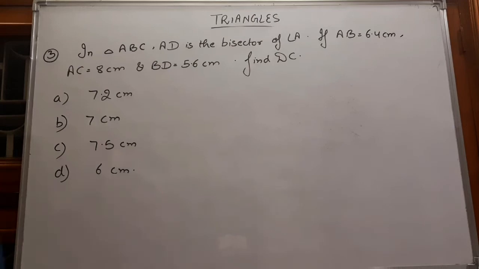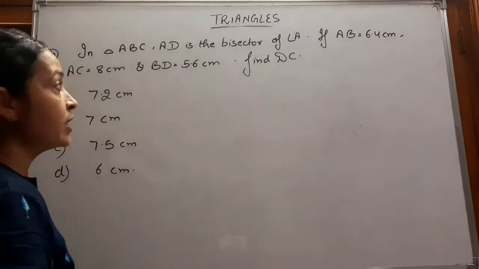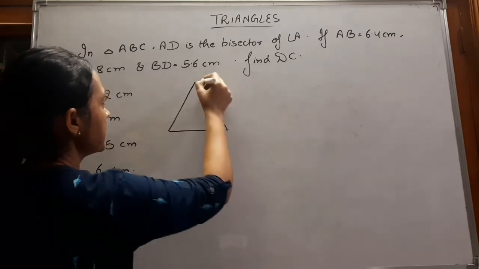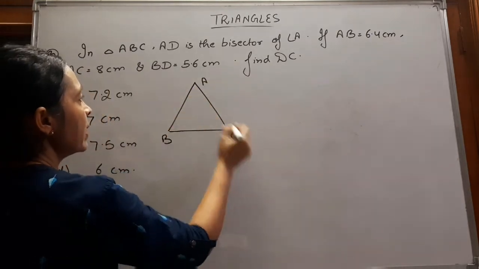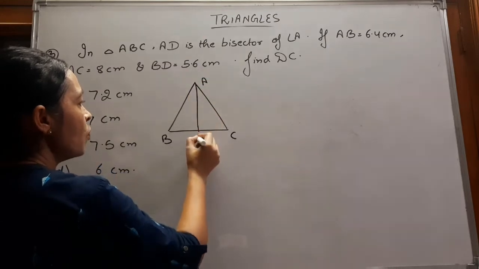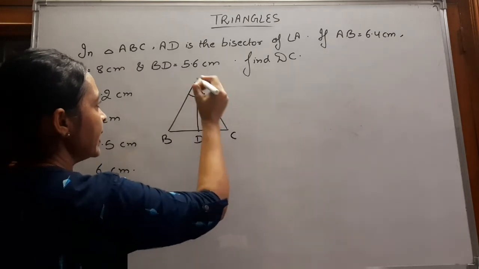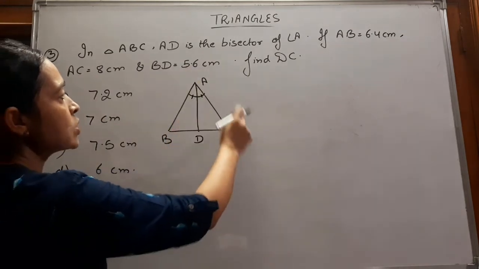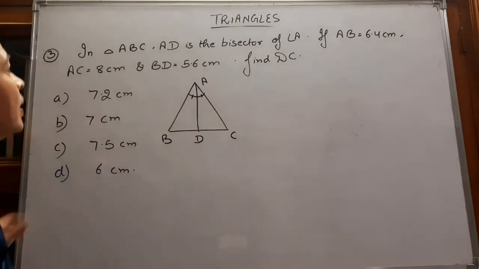In triangle ABC, AD is the bisector of angle A. We have triangle ABC, where AD is the bisector of angle A. AD is the bisector of angle A means angle BAD is equal to angle CAD.